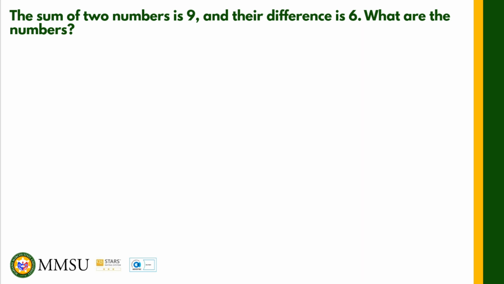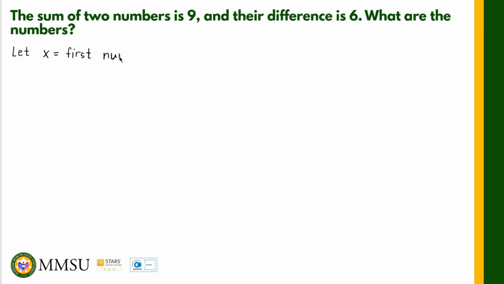So gagamitin natin for most of our examples is x. Since there are two unknowns, meron tayong dalawang unknown, it's either one of them, kung ano yung gusto mong i-let x. So pwede nating sabihin dito, let x be equal to the first number. Okay, so let x be equal to the first number.